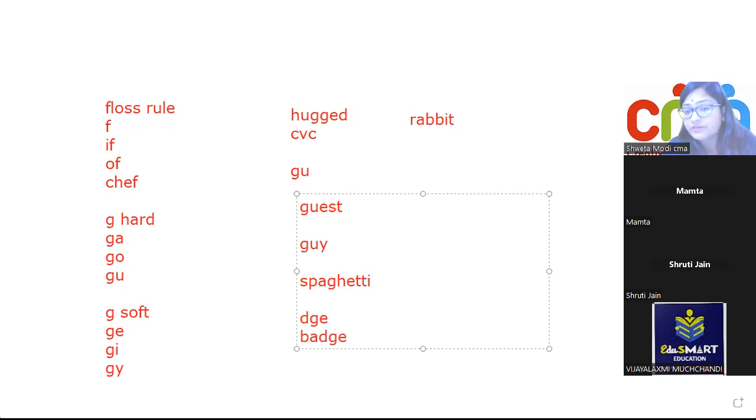Shruti, why is "of" a tricky word? It's again a word taken from a borrowed word.